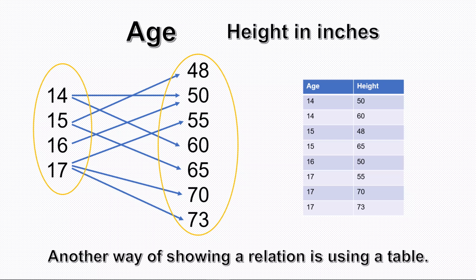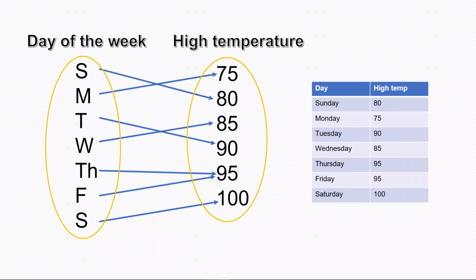Duplications on the right side are okay. Here is the table for this relation we looked at earlier. You can see no duplications in the left column, which makes it a function. The duplicate values of 95 in the right column are okay.